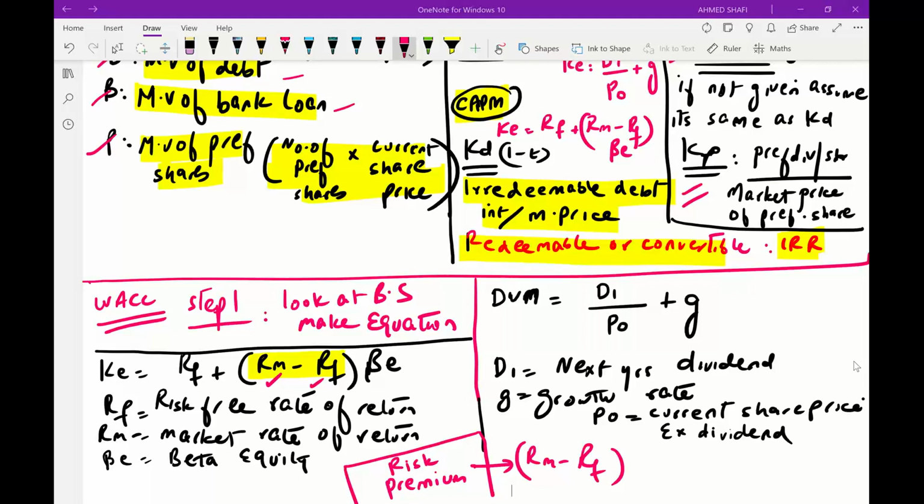Yes, Aves, it is. Yes, Ali, you are right. Assam, beta equity is the risk factor of the company, how much risk it is facing.